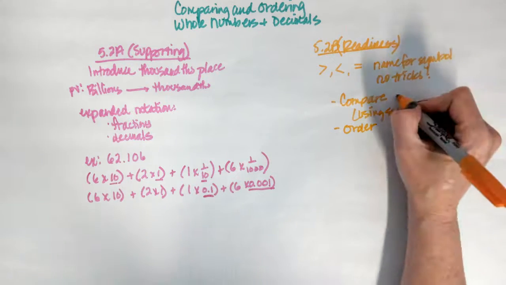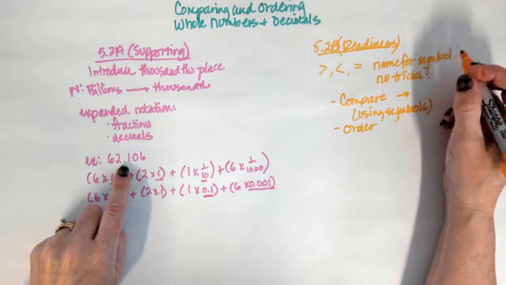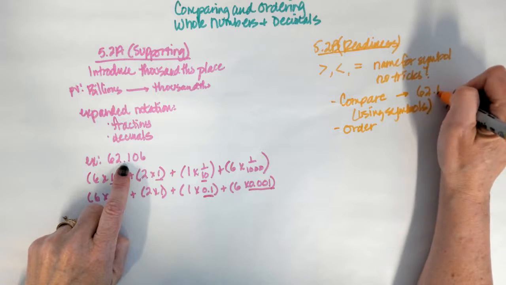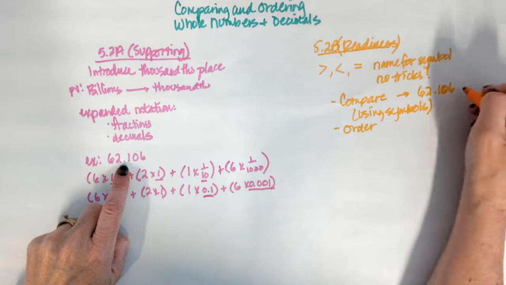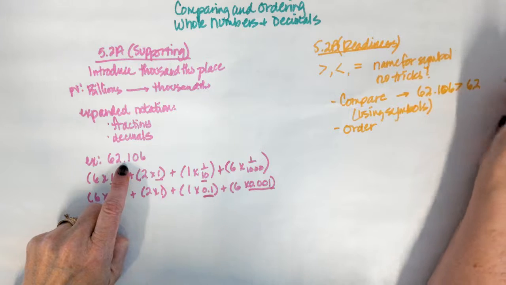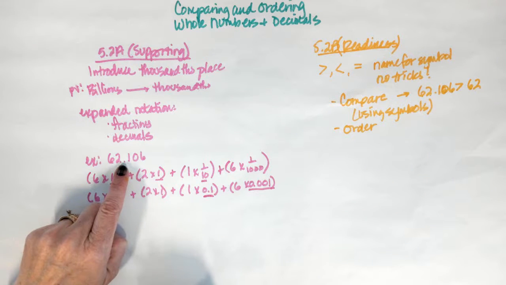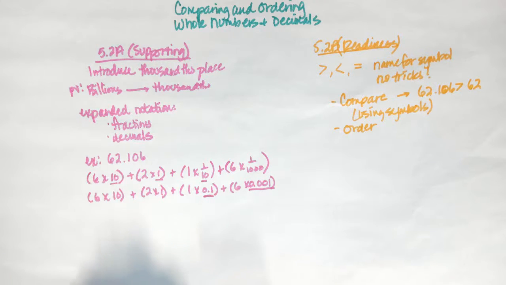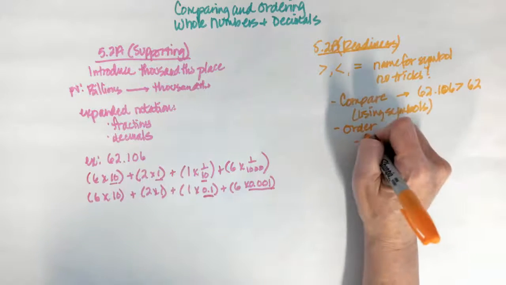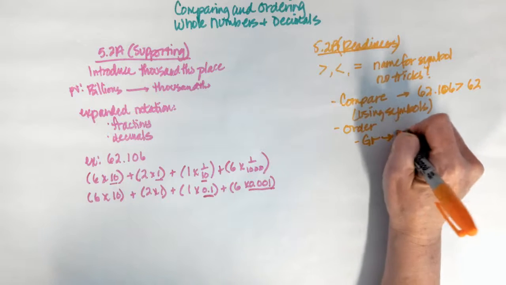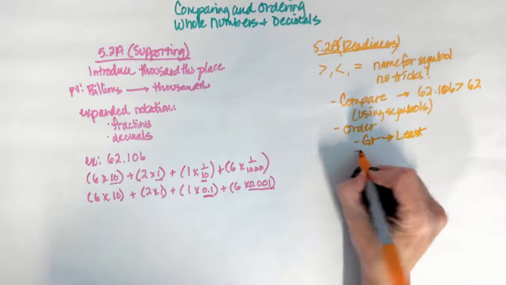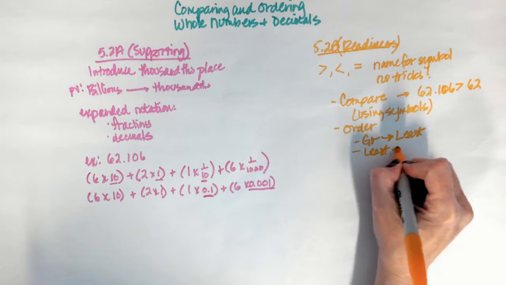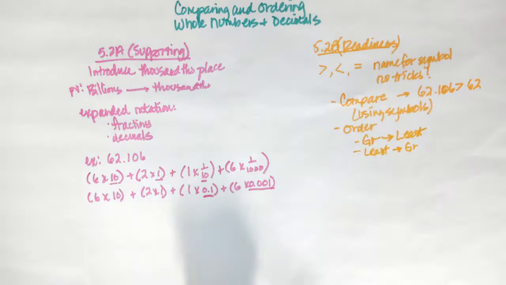Comparing might look like, if I use this same number that I had earlier, 62 and 106 thousandths is greater than 62. So I'm comparing them with inequality symbols. When I'm asked to order them, then I'm asked to take 3 numbers, sometimes more than that, and put them in order. It can be greatest to least, or least to greatest. So I have to model both ways.